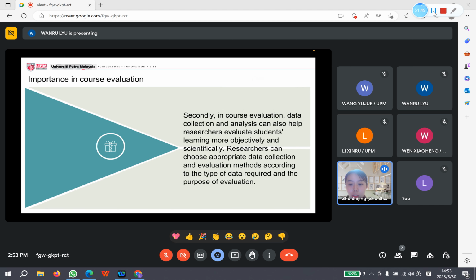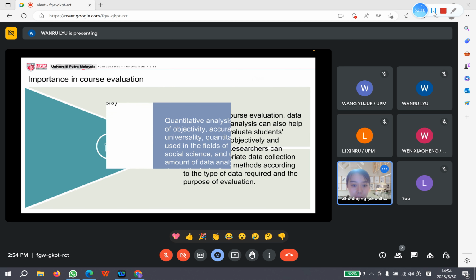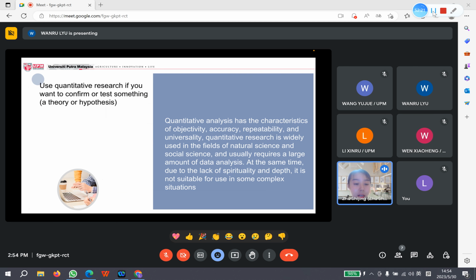Secondly, in course evaluation, data collection and analysis can also help researchers evaluate students' learning more objectively and scientifically. Researchers can choose appropriate data collection and evaluation methods according to the type of data required and the purpose of evaluation. And next.